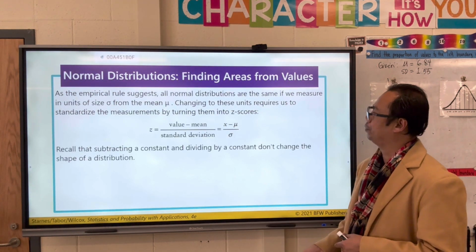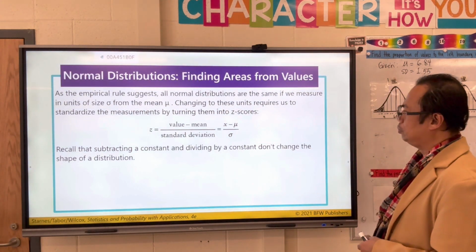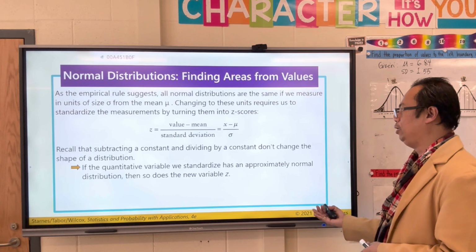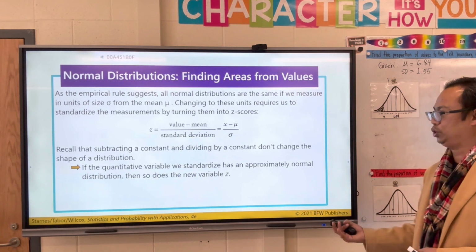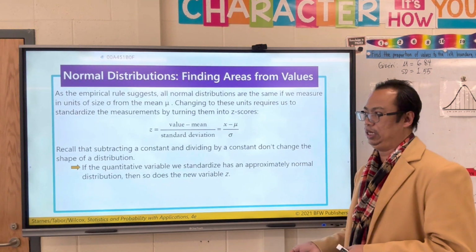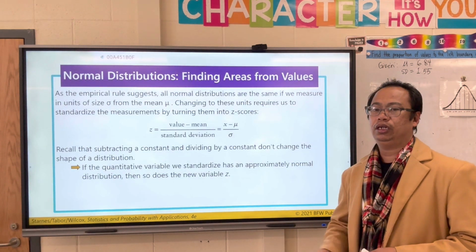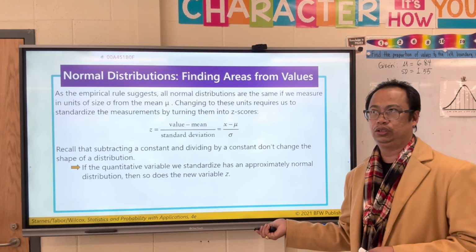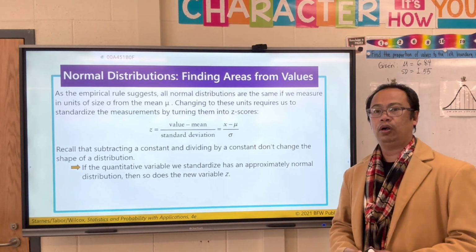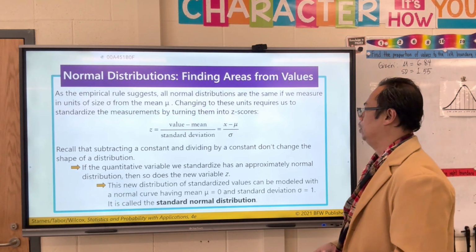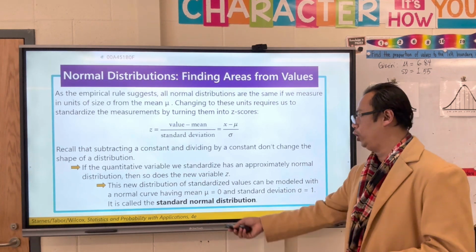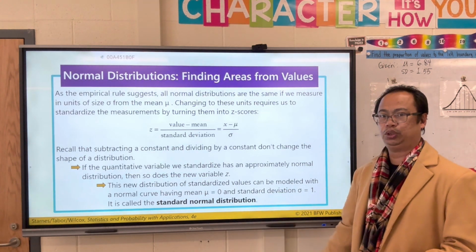All right. So then, the next step is, if the quantitative value is standardized, an approximately normal distribution stays normal, so that's the new variable z. Meaning, even though we got another z-score, in normal distribution we still have the normal distribution. Okay? But once we have the z-score, we call it the standard normal distribution.